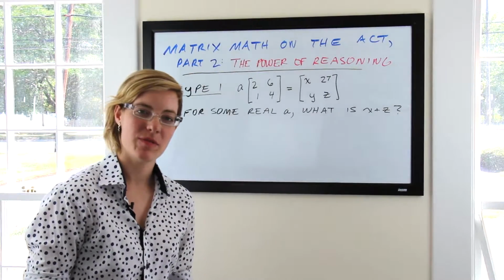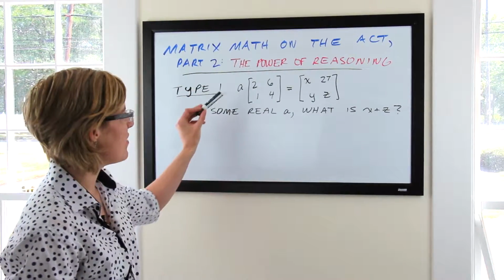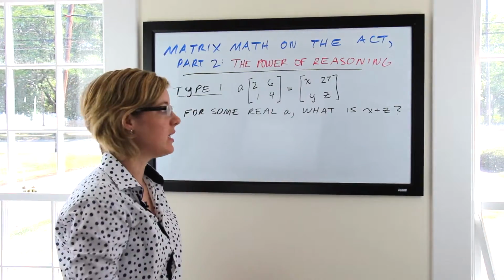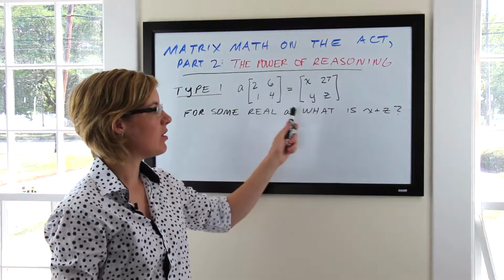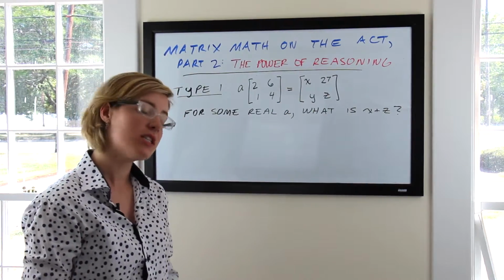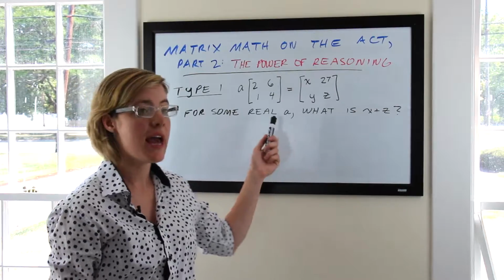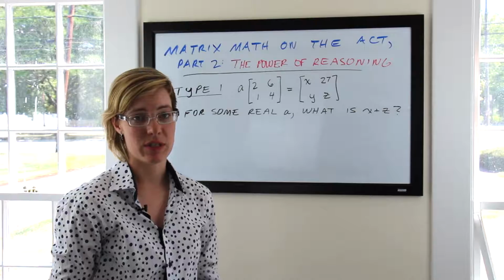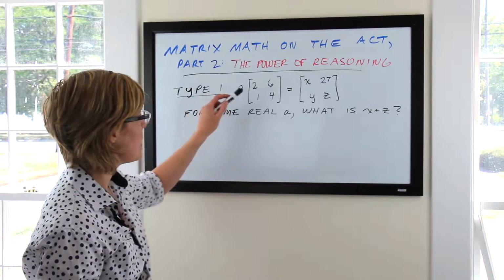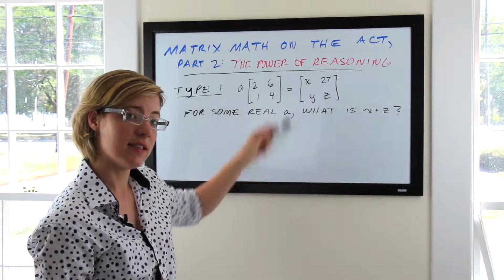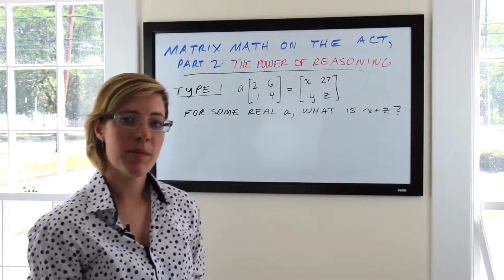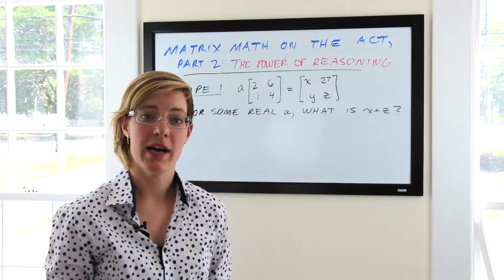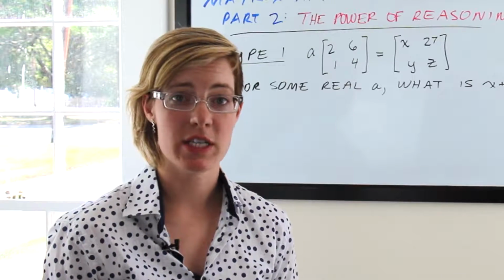Here's a problem I drew from an ACT. We have A times the whole matrix of 2, 6, 1, 4 equals x, 27, y, and z. And the question asks, for some real number A, what is x plus z? This looks really confusing at first, but remember, this is a line and this is a line. And what do we know about multiplying an equation, all of the elements in an equation, by a number? It's just that equation times that number.